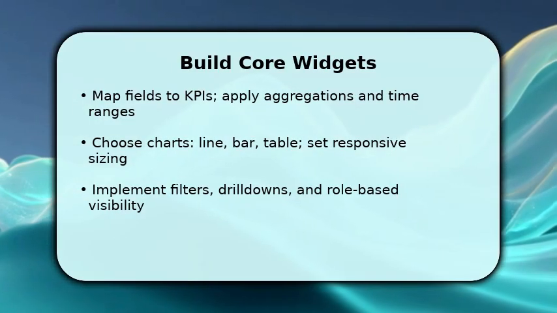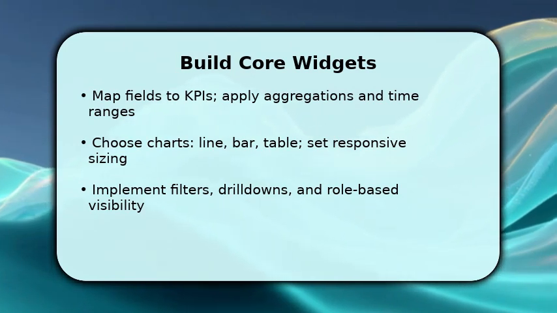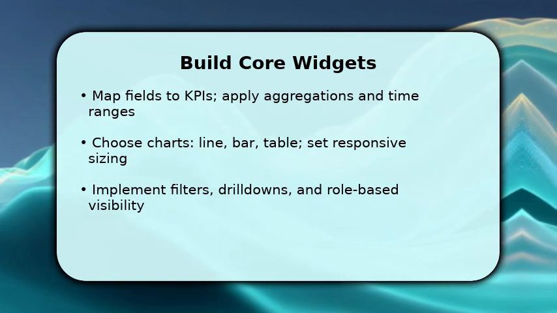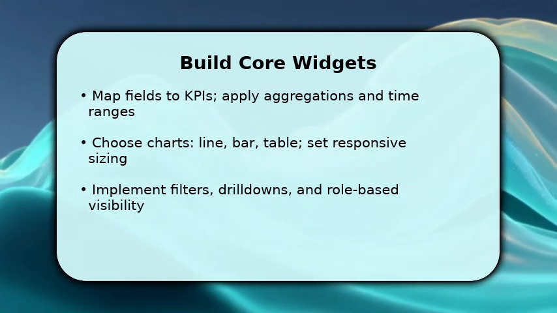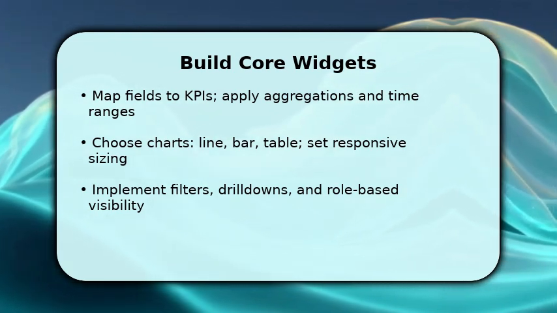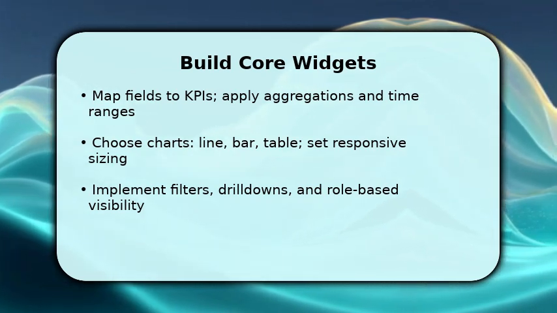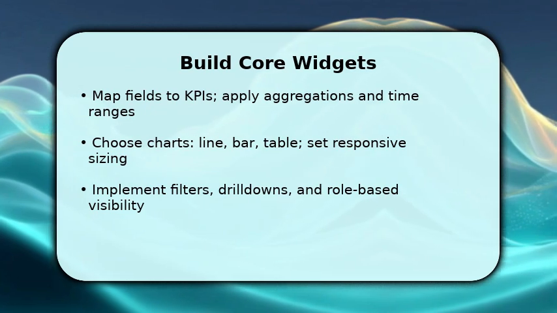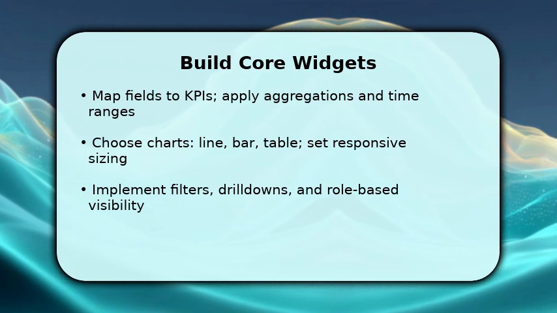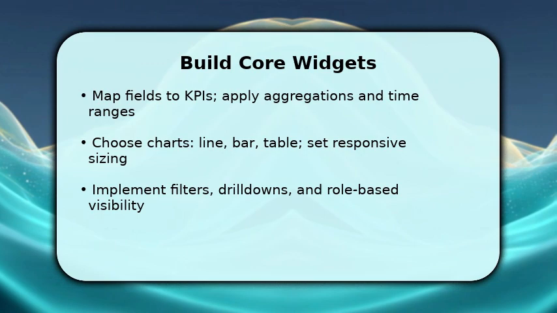You now translate KPIs into concrete widgets, map data fields, choose aggregations, and pick chart types that reveal trends. While assembling, prioritize responsive sizing and layout grids so the dashboard works at multiple breakpoints. Once a widget renders, wire filters and drill downs to pass context between components. This makes exploration seamless. Make sure to add role-based visibility during this phase, because performance and security decisions depend on it. Test with real-time queries to catch bottlenecks early.